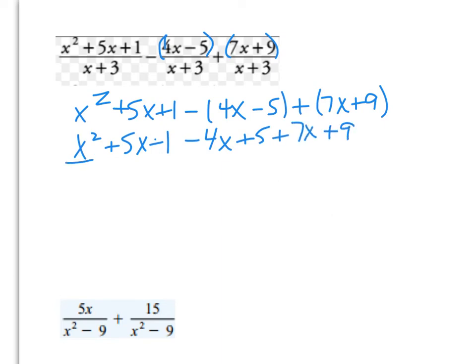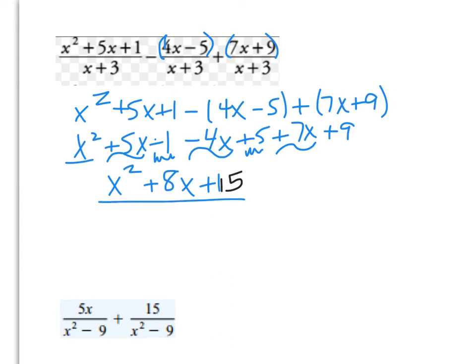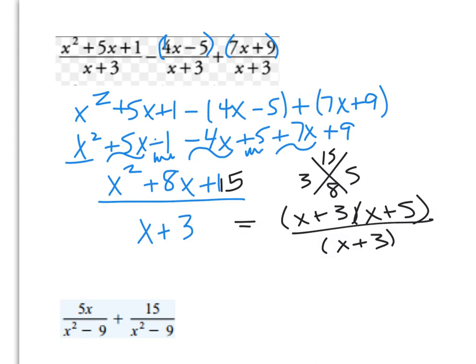So let's see, x squared, no other x squareds. I have 5x minus 4x is x, plus 7x is 8x. And then I have negative 1 plus 5 is 4, plus 9 is 13. The top factors into (x plus 3)(x plus 5) over x plus 3, and reduce.